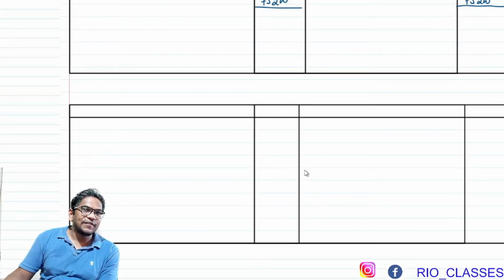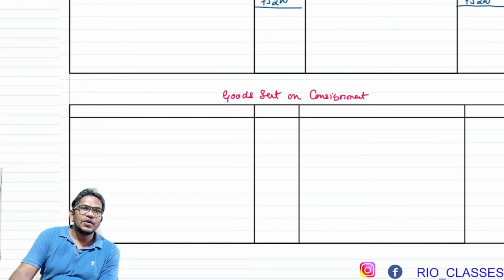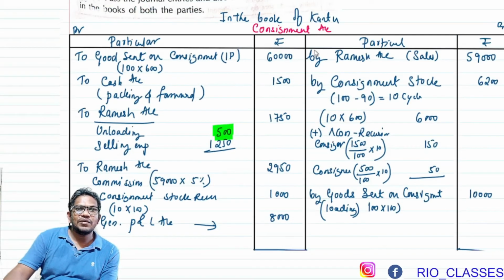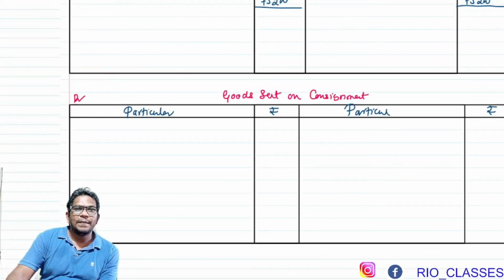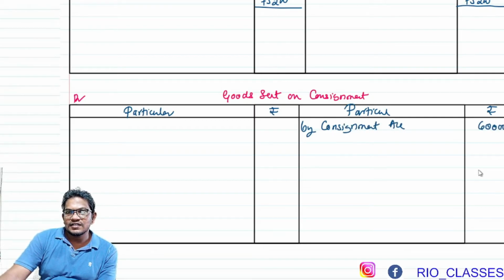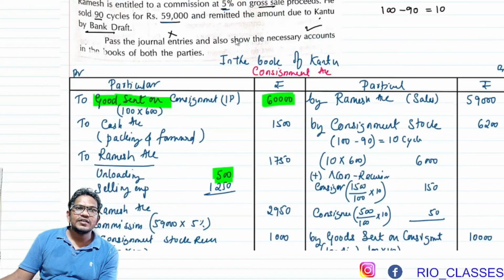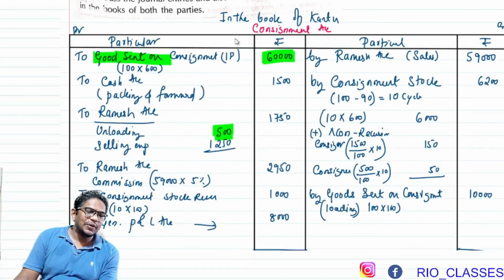Next we are going to prepare the goods sent on consignment account. Note down, guys. Just tell me, here we have one thing. Just have a look here. In the consignment account, we mentioned goods sent on consignment. How much is it? 60,000. So we have a debit, make a credit. Simple. By consignment account, that is 60,000.